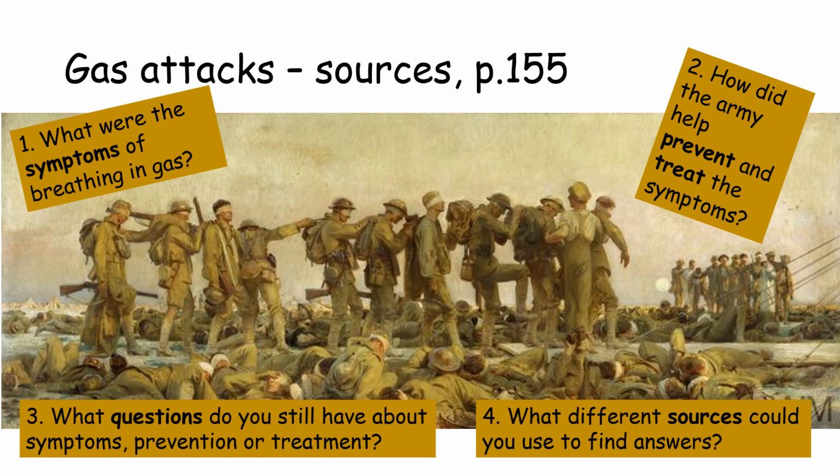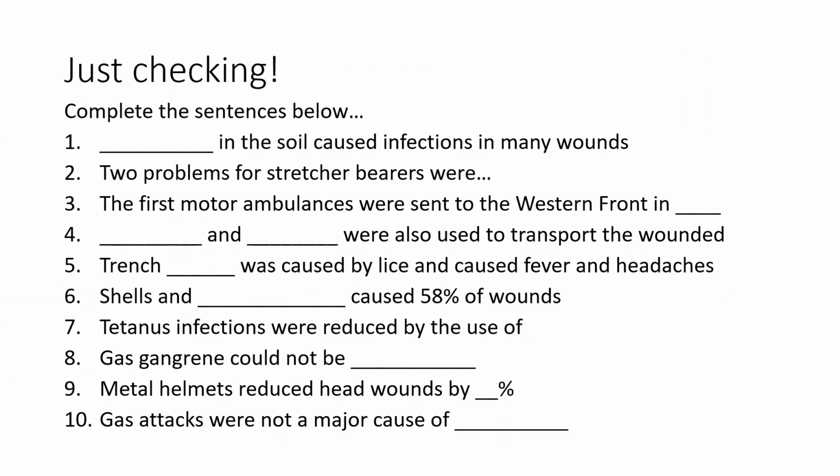Have a look at the sources on page 115. There's 3 different sources here. This painting by John Singer Sargent that is on the screen here is at the bottom of that page, but there's also a poem and a notebook describing the effects of a chlorine gas attack. So answer the questions on the slide using these sources.